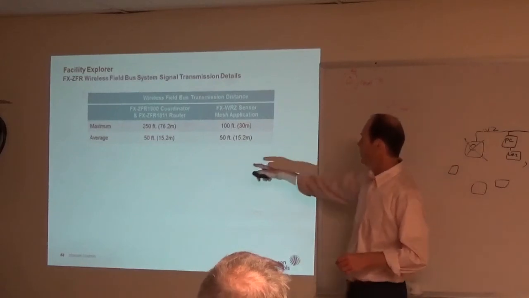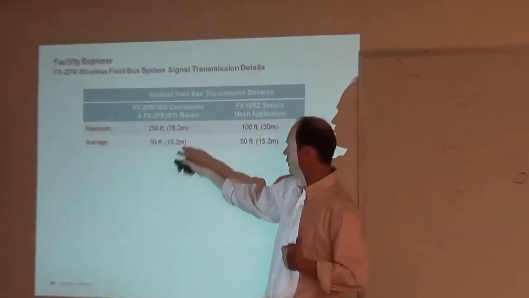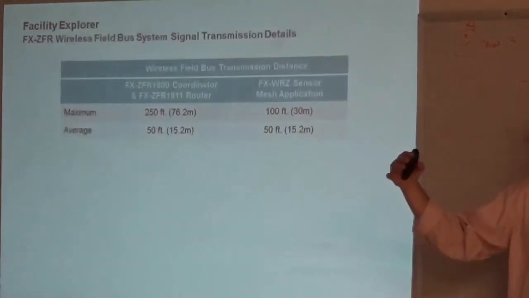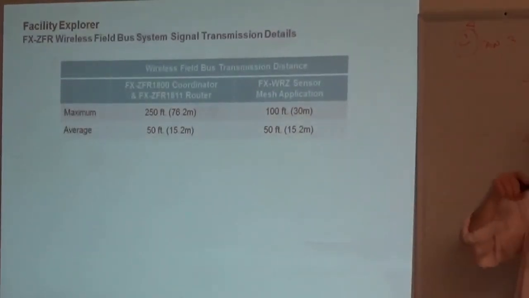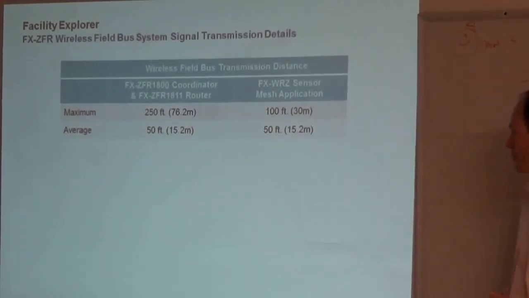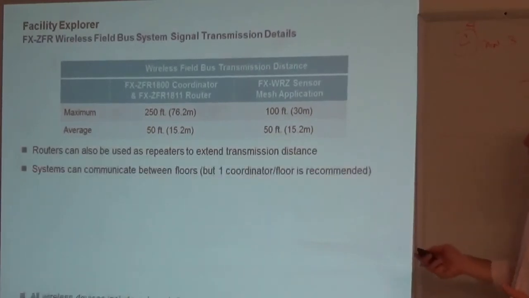Details, here we go. 250 feet from the coordinator, average 50 feet. That's why I draw that 50-foot circle. The key is to get a floor plan drawing, get a scale out, and draw your 50-foot circles around where each one of the VAV boxes or fan coils are mounted. As they're overlapping, you've got good communication between the devices. Routers are repeaters to fill in the gaps.